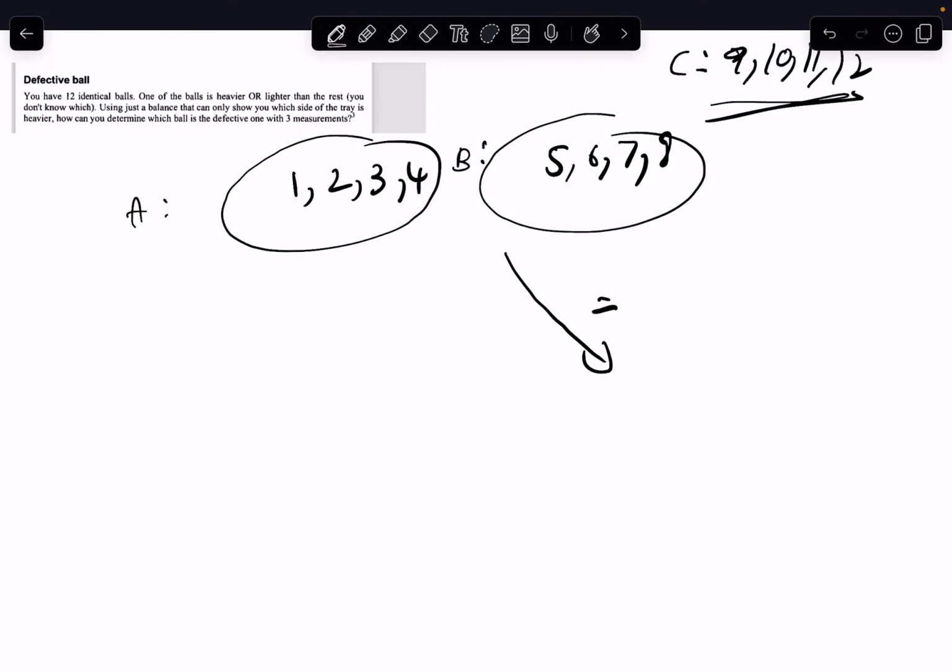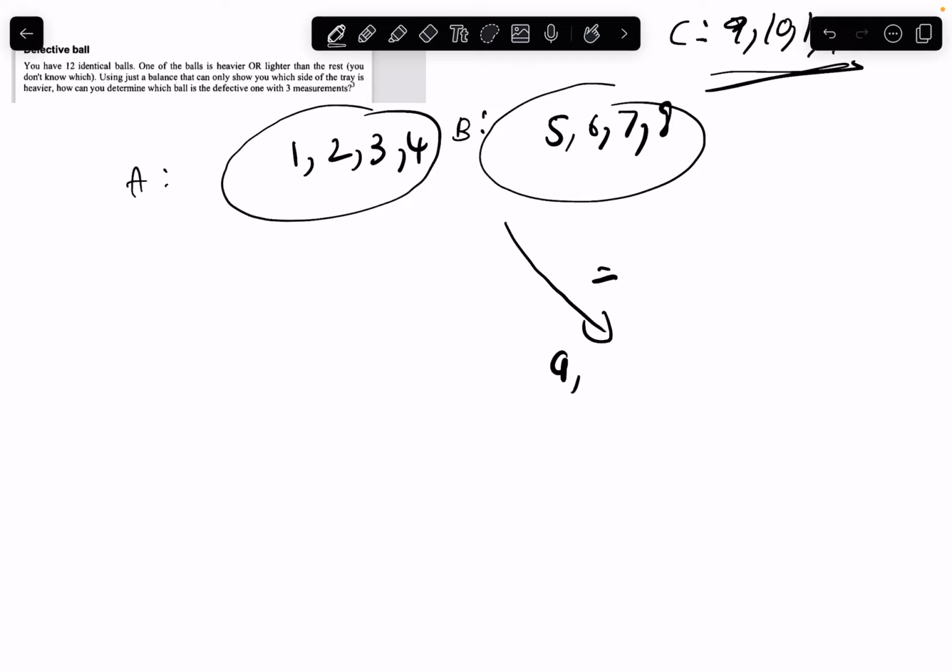So what we're going to do is take up group C, 9, 10, 11, 12. But if you were going to put this on a measuring scale, let's say 9 and 10 versus 11 and 12, and suppose one of the sides is heavier, let's say 11 and 12 combined come out to be heavier than 9 and 10, you really can't make much out of it, because what are you going to do with that information? You don't know. You are not given if the defective ball is heavier or lighter.